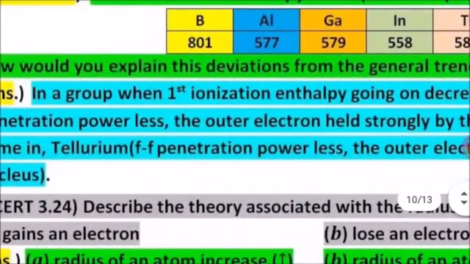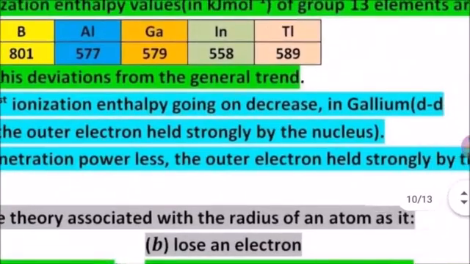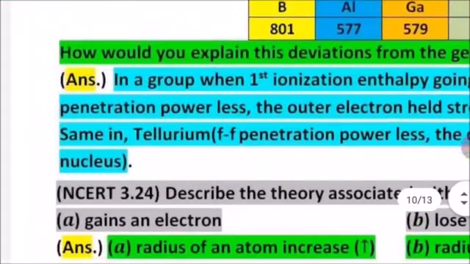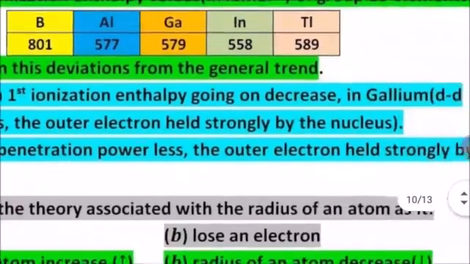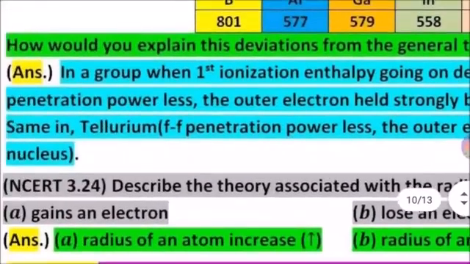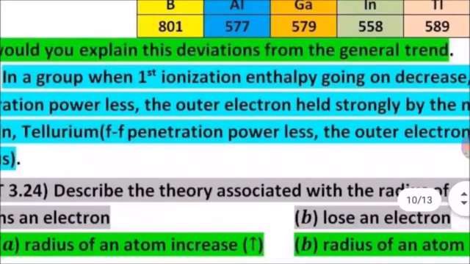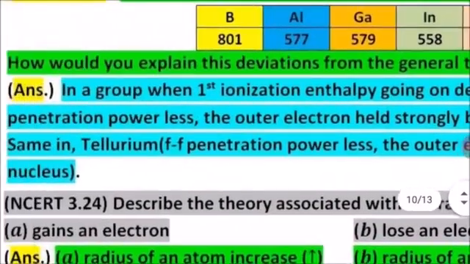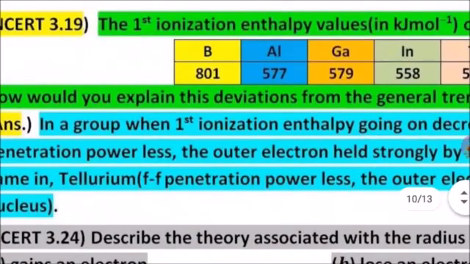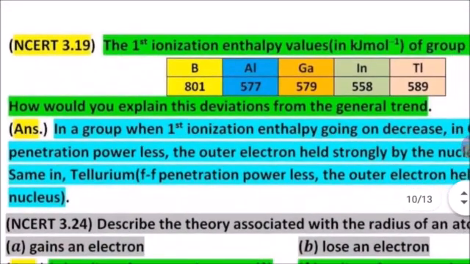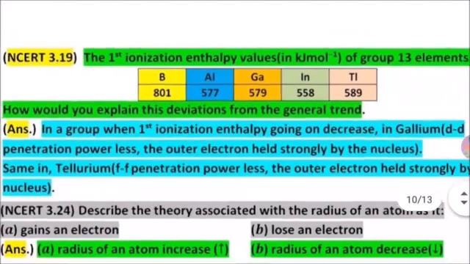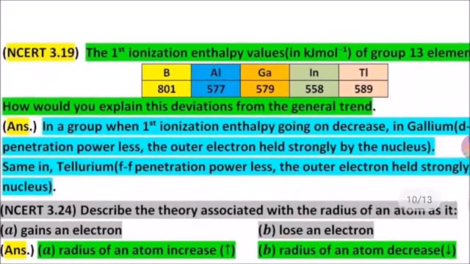So in a group, the first ionization enthalpy generally decreases, but in gallium the d penetration power is less, so the outer electron is held strongly by the nucleus. The same in thallium, the f penetration power is less, so the outer electron is held strongly by the nucleus. So this question is answered by penetration power. The d penetration power is less in comparison to the f penetration power. That's the reason thallium has an ionization enthalpy of 589 and boron has higher ionization enthalpy.